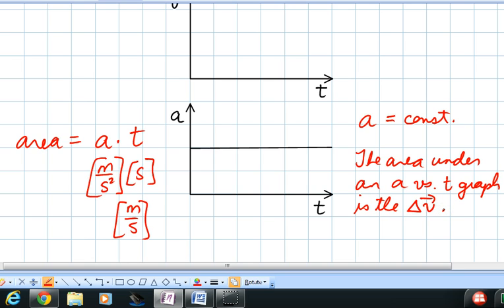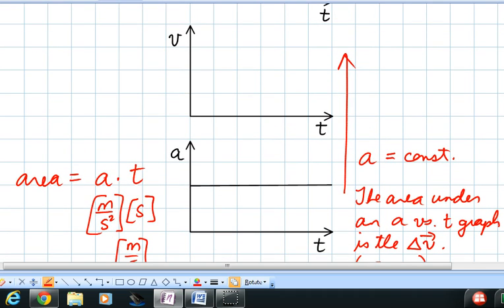Now I say change in velocity because we start at one value and go to another. It's not necessarily the final velocity, it's the change in velocity. Now to just keep things simpler, we're going to pretend like V initial is 0. Okay, so that means that if I calculate the area under the graph it will give me the change in velocity. So here's how it works.